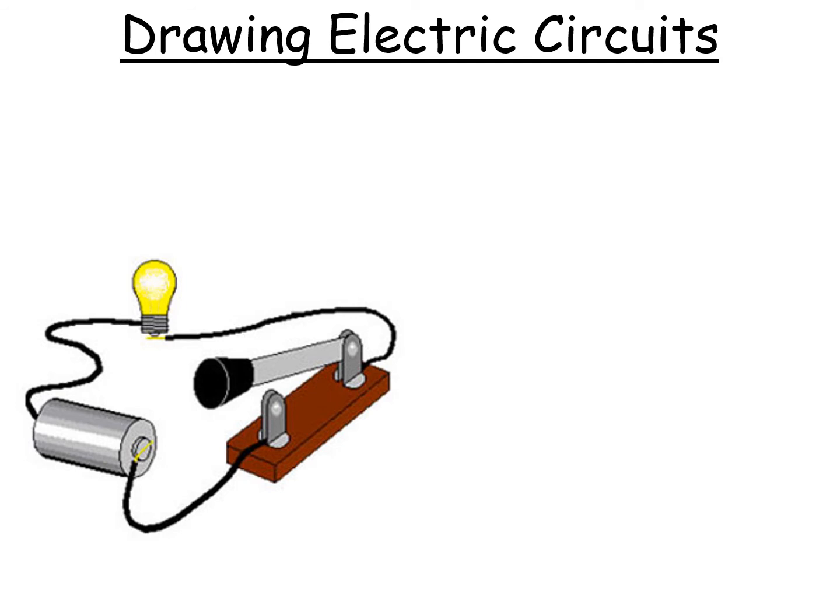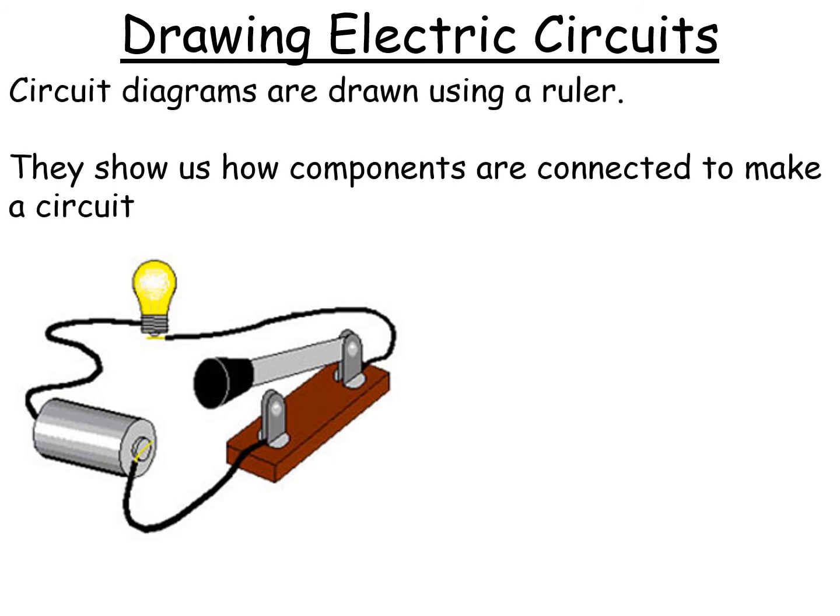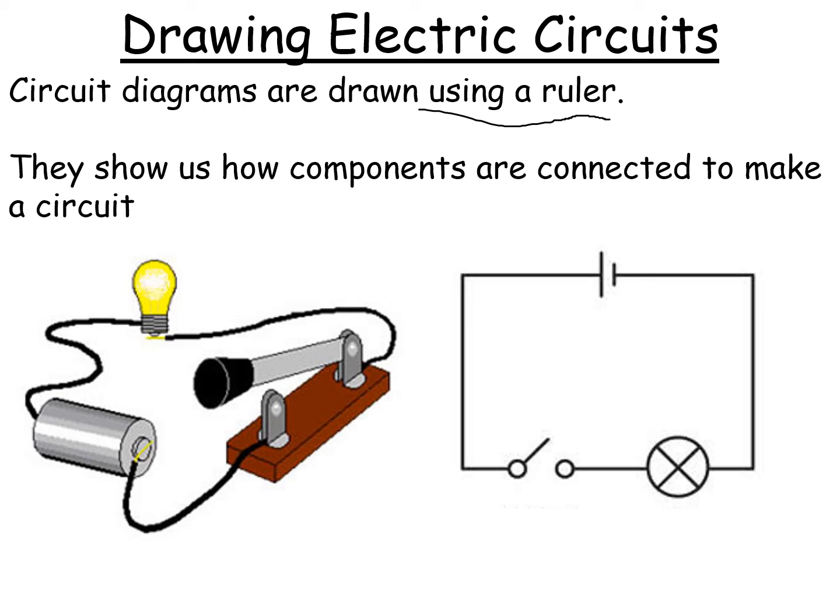So here's what I want you to do to draw these circuit diagrams. The first thing is you should always draw them using a ruler. Now, if you don't have a ruler at home, that's fine. You can use anything that has a straight edge so that you can draw a straight line. They show us how the components are connected to make a circuit. And here's what the circuit diagram for this cartoon would look like.